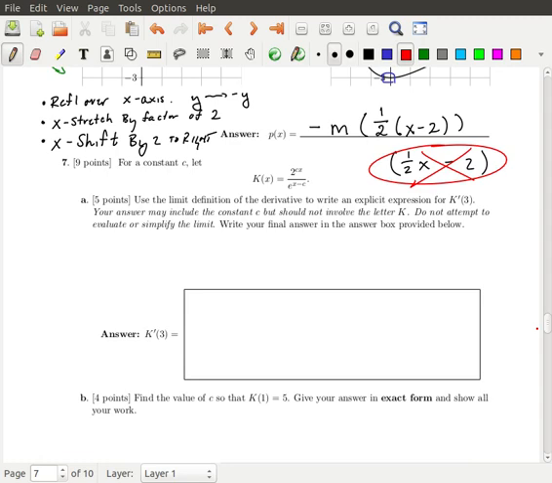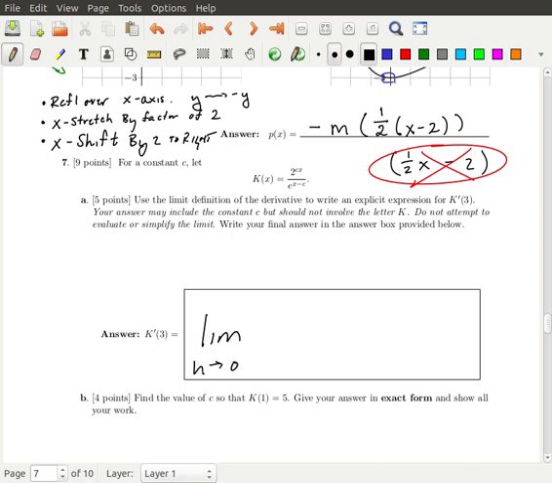Question 7, for a constant c, let k of x be that whole expression. Use the limit definition of the derivative to write an explicit expression for k prime of 3. Your answer may include the constant c, but shouldn't involve the letter k. Very standard 5-point question. I'm going to put it right here to begin. Limit h goes to 0.